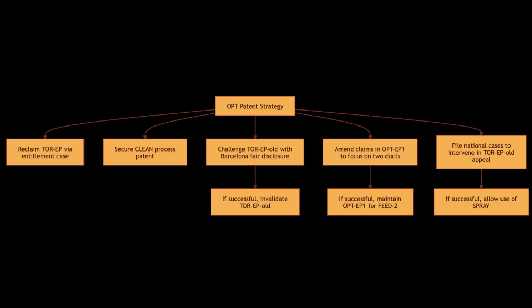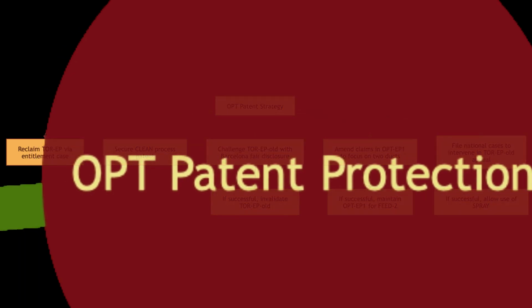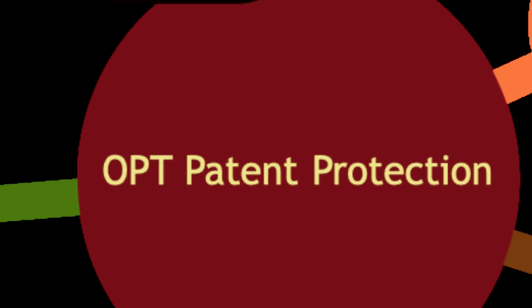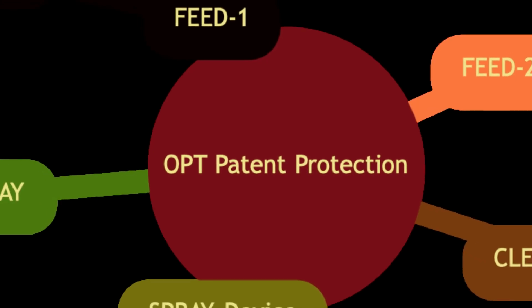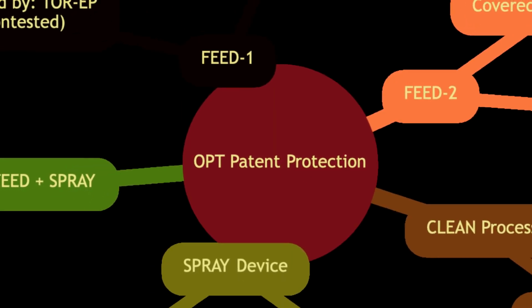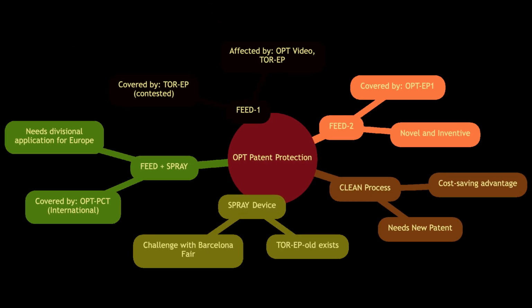Section 3. How to improve the situation. To strengthen your legal position, you can take the following steps. Reclaim ownership of TOR-EP. Since TOR-EP was filed using your confidential information, you should initiate entitlement proceedings in Italy. Secure the clean process patent. Before discussing it with investors or using it in legal arguments, file a new patent application for the clean process. Invalidate TOR-EP Old. To challenge TOR's spray patent, you need to bring the Barcelona fair disclosure into the appeal proceedings. This requires filing a national court case and intervening in the appeal.